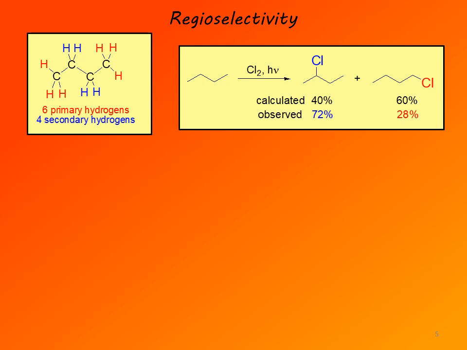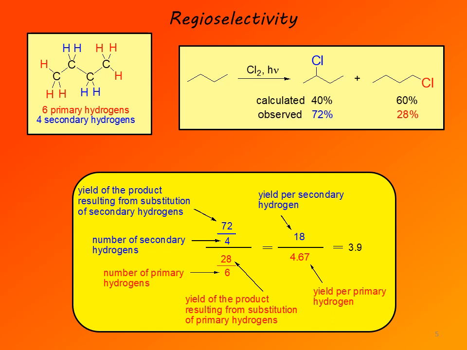And we can calculate by how much secondary hydrogens are more reactive compared to primary. And here is how we carry out the calculation. We take first the total yield of replacement of all secondary hydrogens, and that's 72. We divide that by the number of secondary hydrogens. So 72 over 4 gives us 18, which is the yield per one secondary hydrogen atom.